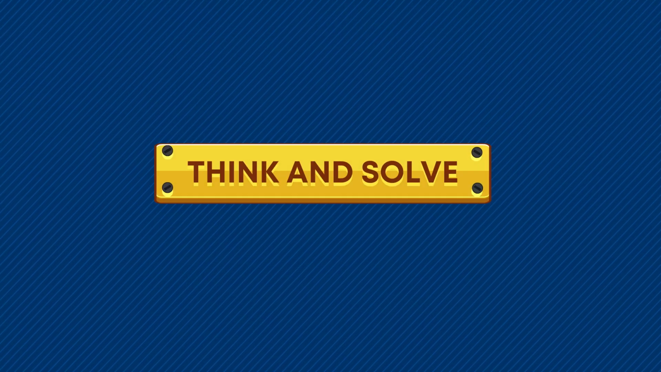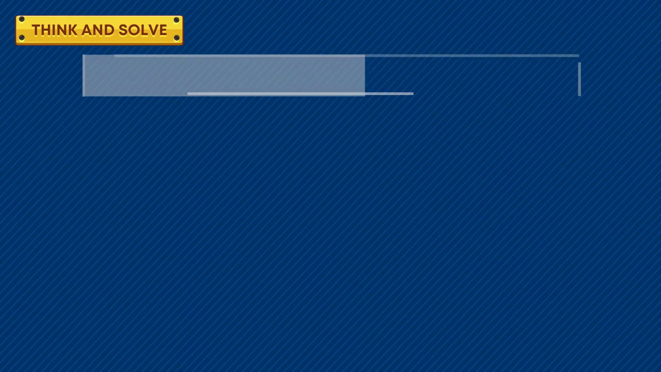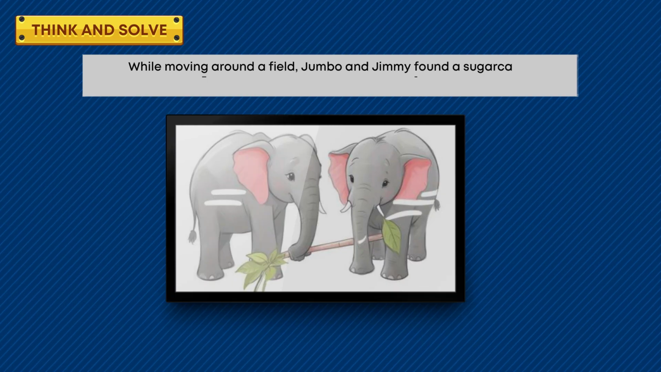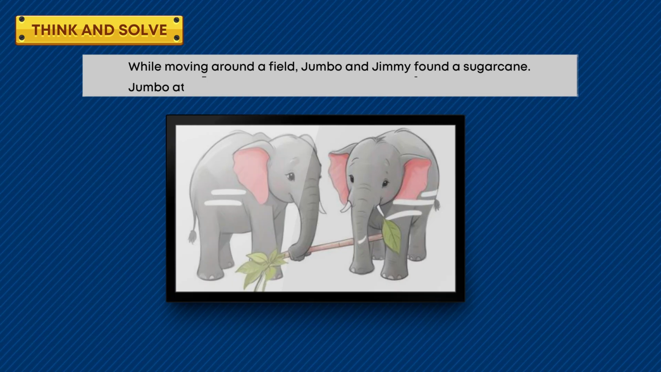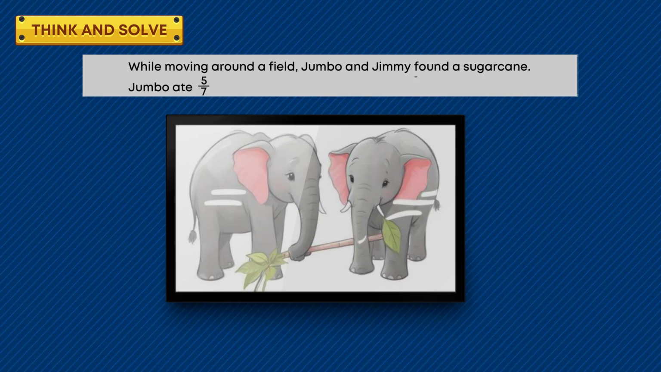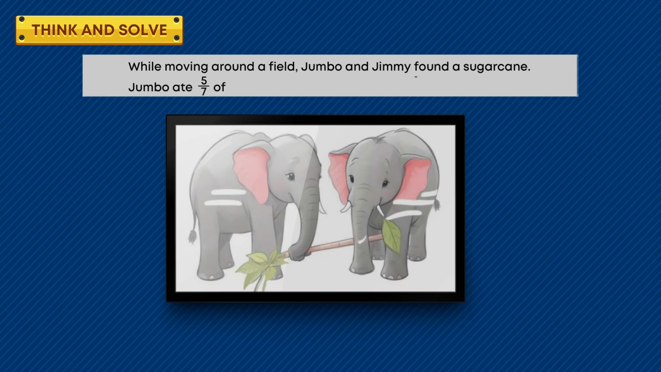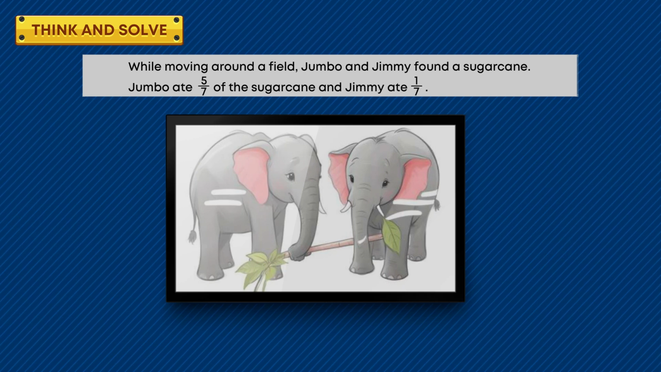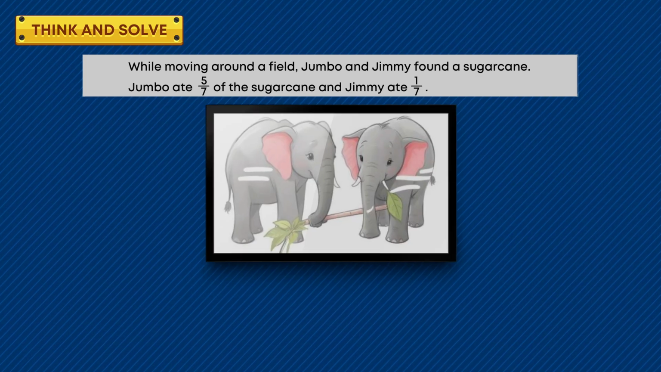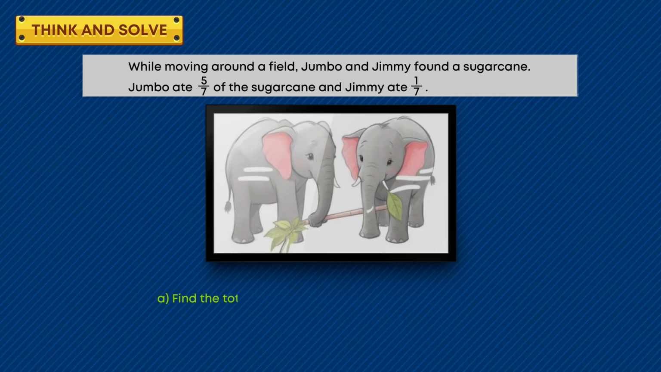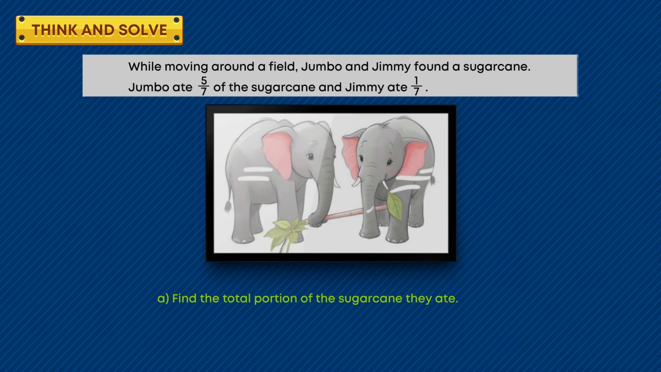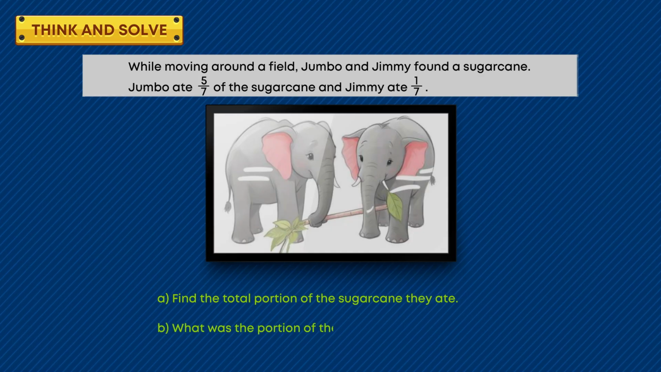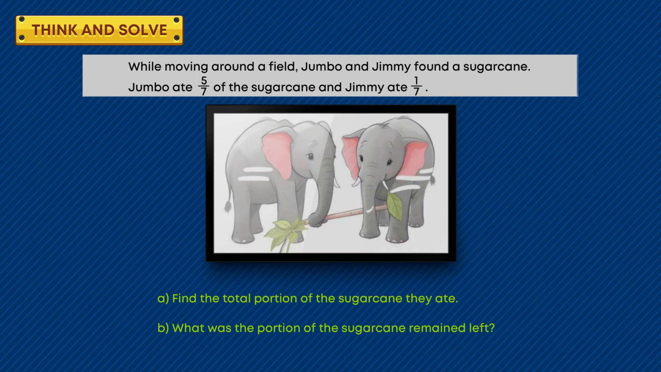Think and solve. While moving around a field, Jumbo and Jimmy found a sugarcane. Jumbo ate 5 by 7 of the sugarcane and Jimmy ate 1 by 7. A. Find the total portion of the sugarcane they ate. B. What was the portion of the sugarcane remaining?